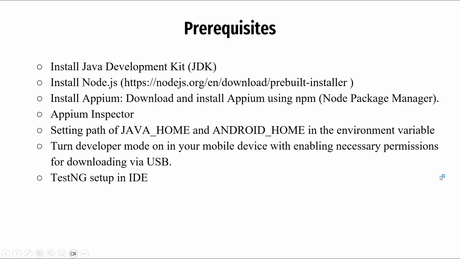Moving on. Before we start the tutorial, there are some prerequisites that need to be considered. First of all, the Java Development Kit, or JDK, needs to be installed on the computer that we're working on, as well as Node.js, the latest version of Appium, and the Appium Inspector software. The Java Home and Android Home need to be set in the environment variable path, and the device you're using needs to have developer mode turned on, with the necessary permissions enabled for downloading via USB.